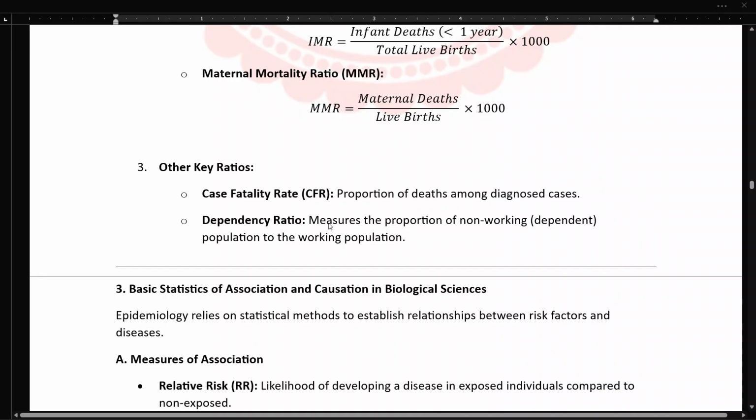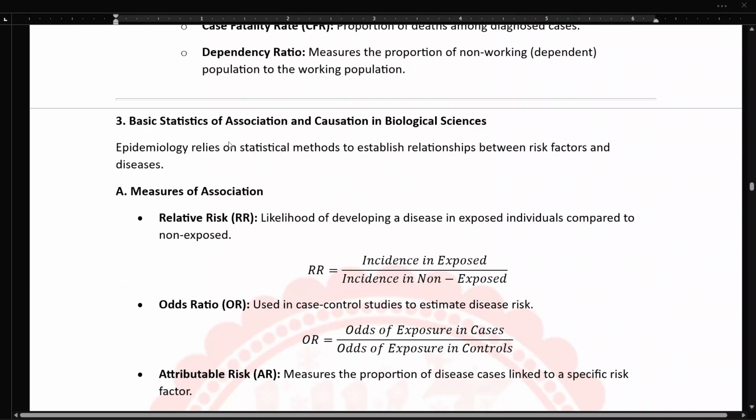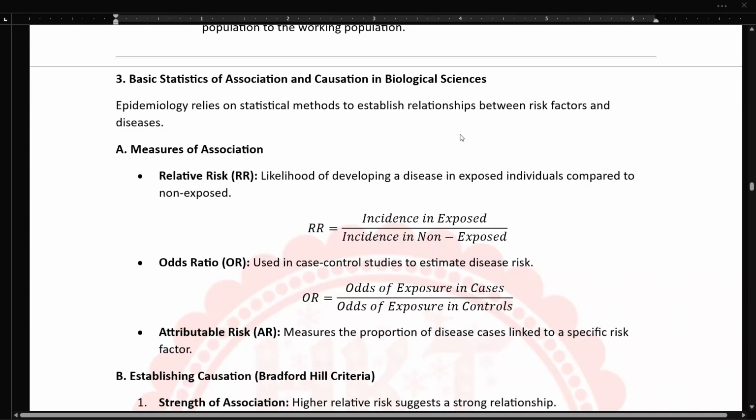Dependency ratio measures the proportion of the non-working dependent population to the working population. Suppose in your family, one is a working person and four are dependent on them, they are just eating, they are not working. So the ratio will be 4:1. That is the dependency ratio.